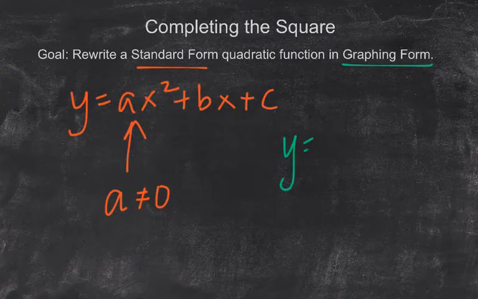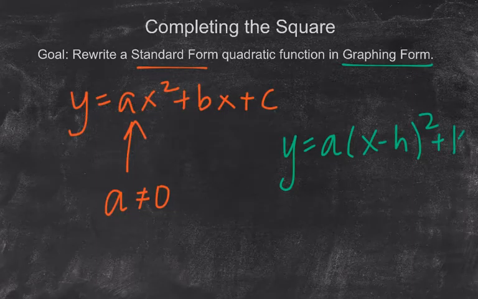Graphing form is y equals a times x minus h squared plus k. And remember that the a, h, and k are all representative of certain transformations that have happened. So if you don't remember how graphing form works or what it means, check out that other video.